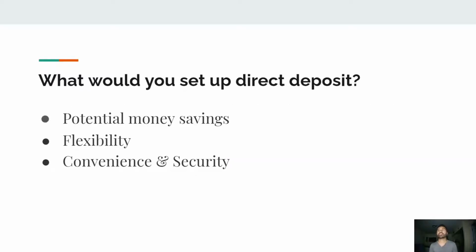So why would you set up direct deposit? Again, there's potential money savings for this. Understanding that there's a lot of individuals out there that don't even have a bank account, right? Or there's some that for some reason or another are behind on payments, so maybe rent is due or there are bills that are past due. So people have different circumstances of why they need to cash their checks.